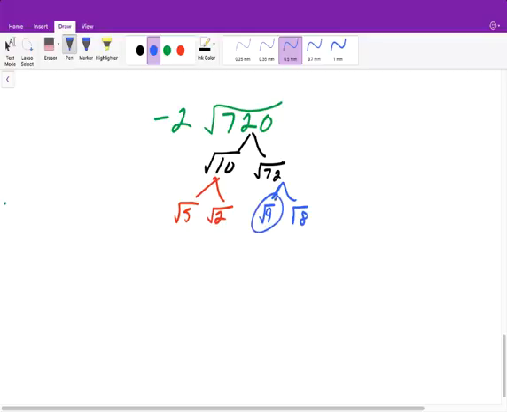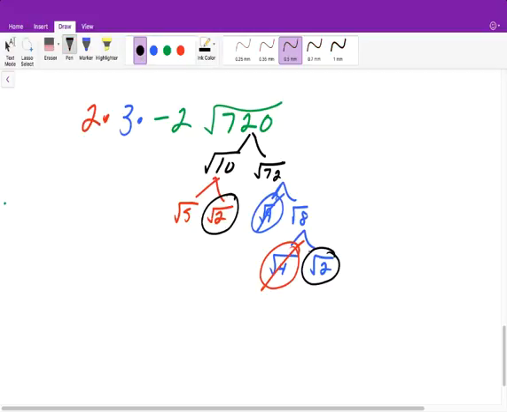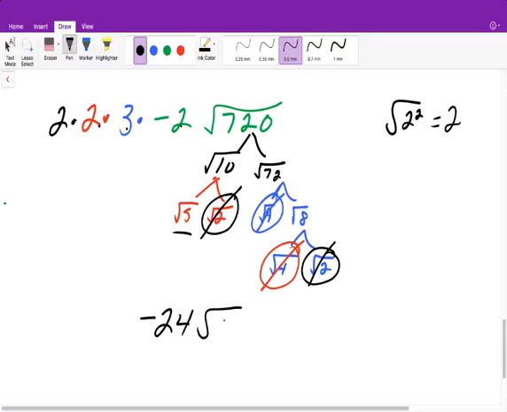9 we know the square root of, so we're going to go ahead and bring that out. That's 3. 8 can be square root of 4 times the square root of 2. I know the square root of 4 is 2, so I'll bring that one out as well. I have 2 square roots of 2, so I can bring a 2 out because the square root of 2 squared is equal to 2. And then this square root of 5 we can't do anything with because it's the only one left, so we can't simplify it anymore. 2 times 2 times 2 is 8, times 3 is 24, and we had a negative, so it's negative 24 times the square root of 5.